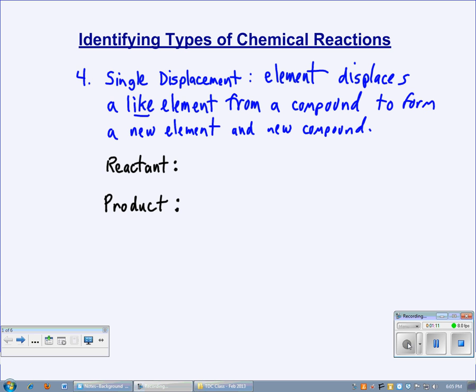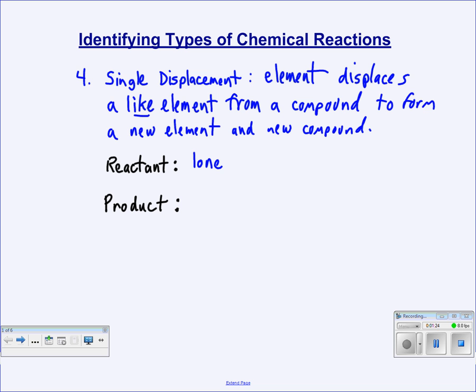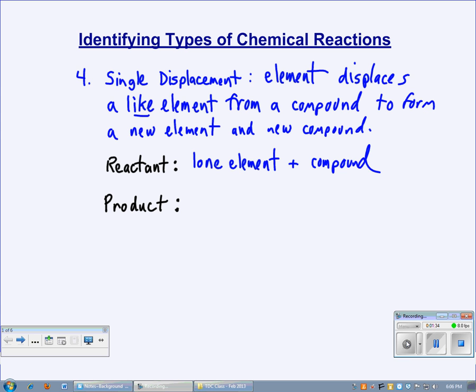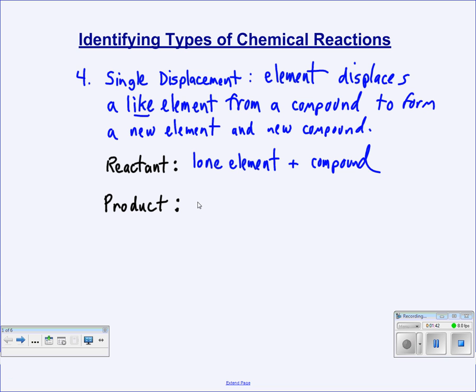So on the reactant side, if you want to recognize a single displacement reaction, we would see an element, often called a lone element because it's off by itself, and a compound. And looking at the definition, we would expect on the product side to see a different lone element and a different compound.